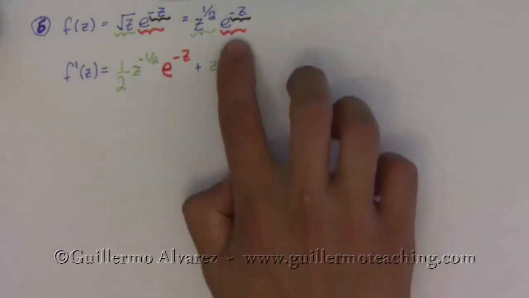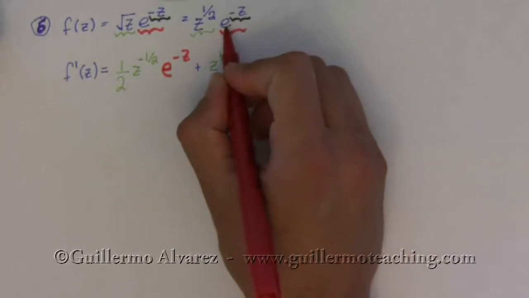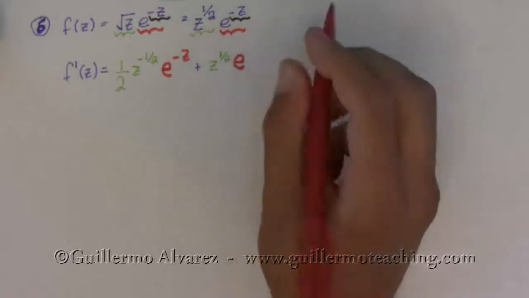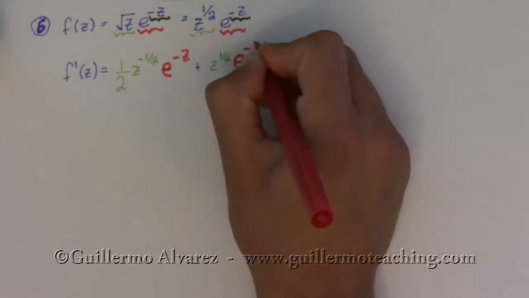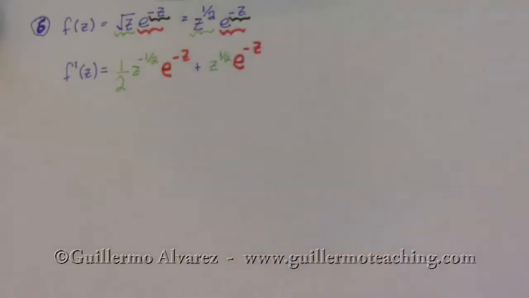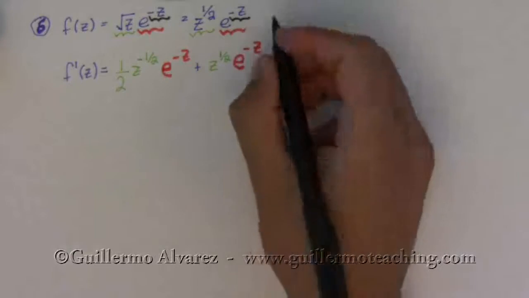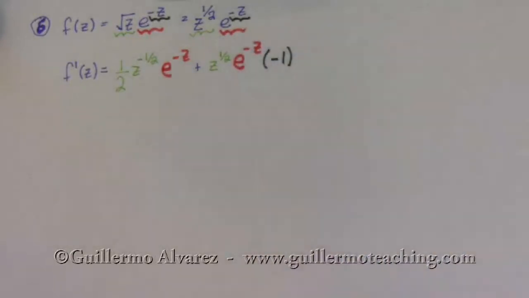Now when we get the derivative of the second, we have to use the chain rule. So remember, the outside function is the exponential, so we have e as the exponential, leaving the inside alone, times the derivative of the inside, which is here in black. The derivative of negative z is just -1. And that's it.